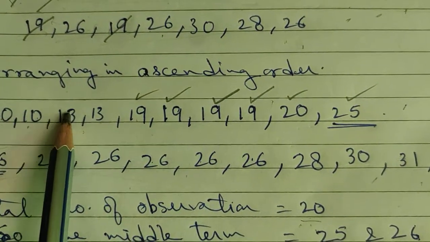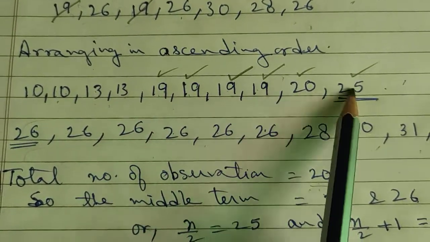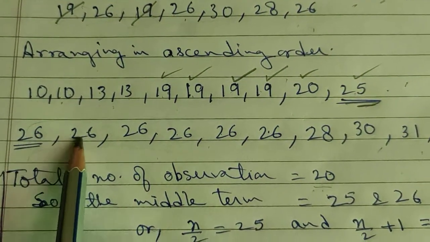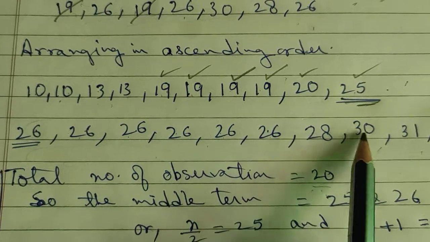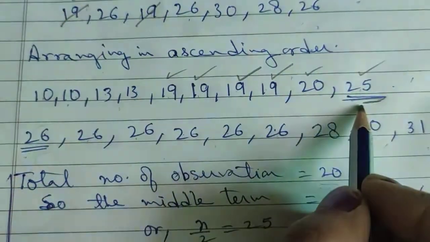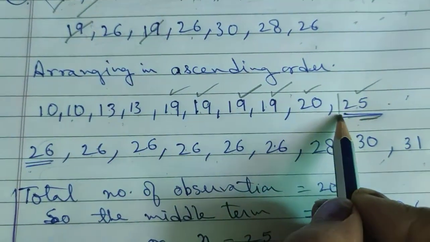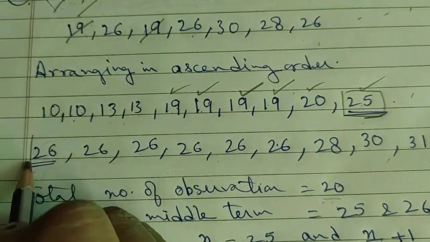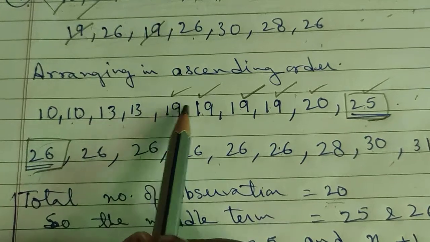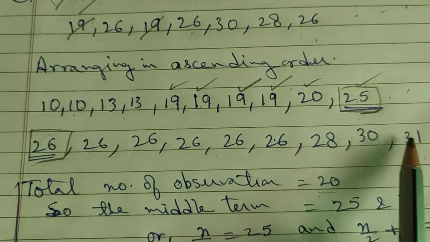So 1, 2, 3, 4, 5, 6, 7, 8, 9, 10. Mark it here. 1, 2, 3, 4, 5, 6, 7, 8, 9, 10. So there are 10 here and 10 there. So here you will be finding two middle terms, this one and this one. See, now if I count 1, 2, 3, 4, 5, 6, 7, 8, 9 on this side, and 1, 2, 3, 4, 5, 6, 7, 8, 9 on the other side.